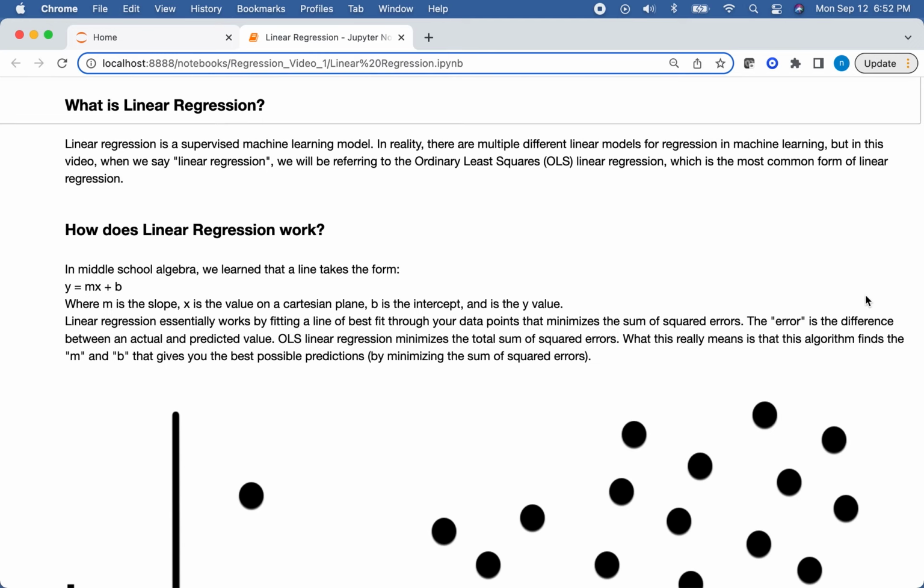Linear regression is a supervised machine learning model. In reality, there are multiple different linear models for regression in machine learning, but in this video, when we say linear regression, we will be referring to the ordinary least squares, or OLS linear regression, which is the most common form of machine learning. And when we get to some of the features of this OLS regression, you'll understand why this is the one that's most used.